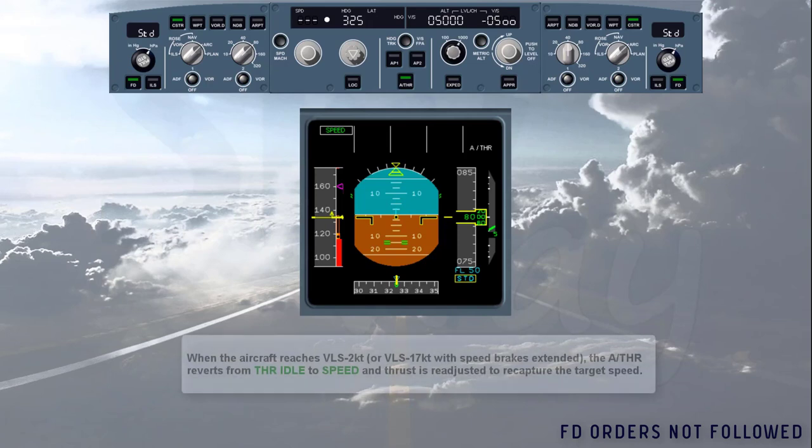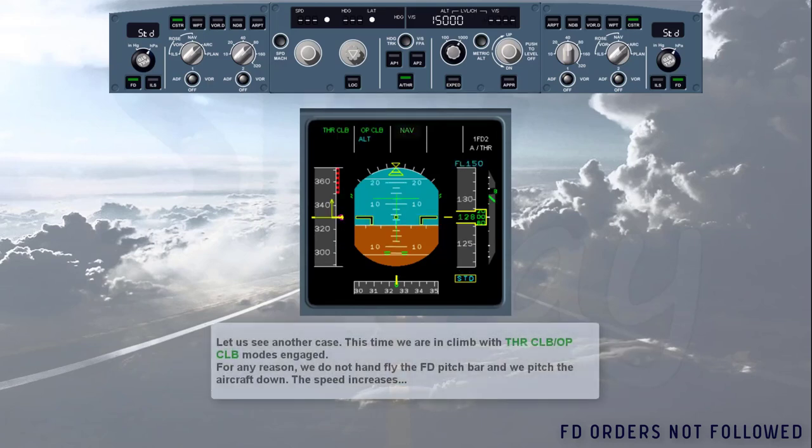When the aircraft reaches VLS minus 2 knots, or VLS minus 17 knots with speed brakes extended, the autothrust reverts from thrust idle to speed and thrust is readjusted to recapture the target speed. Let us see another case.